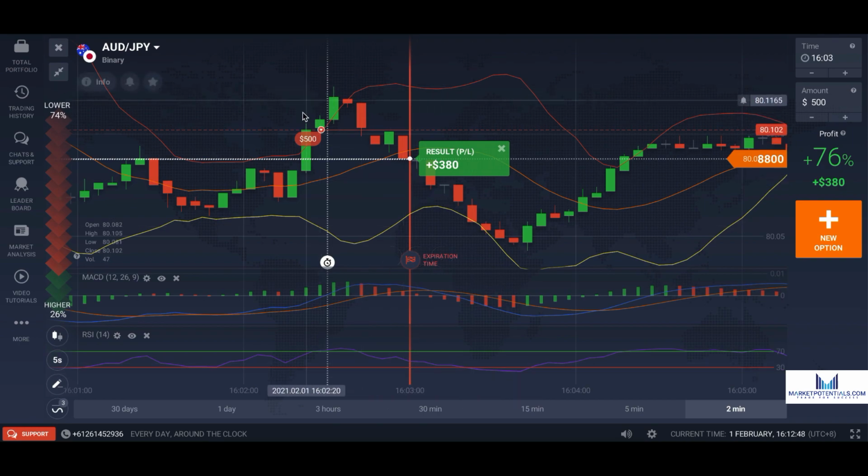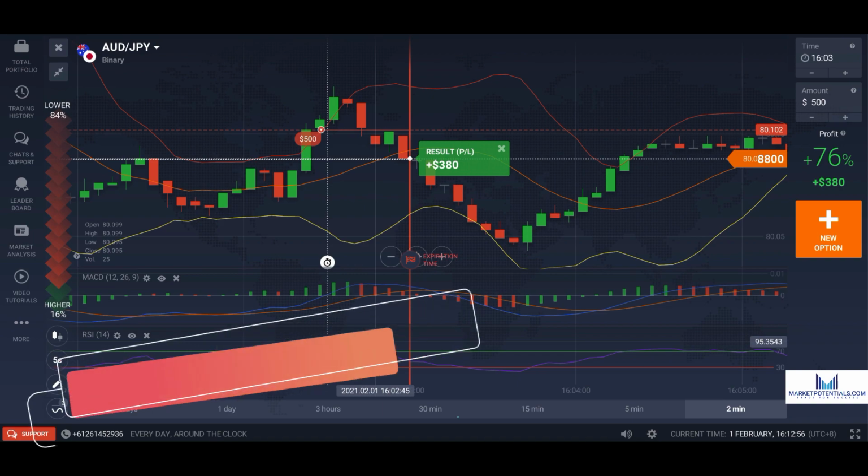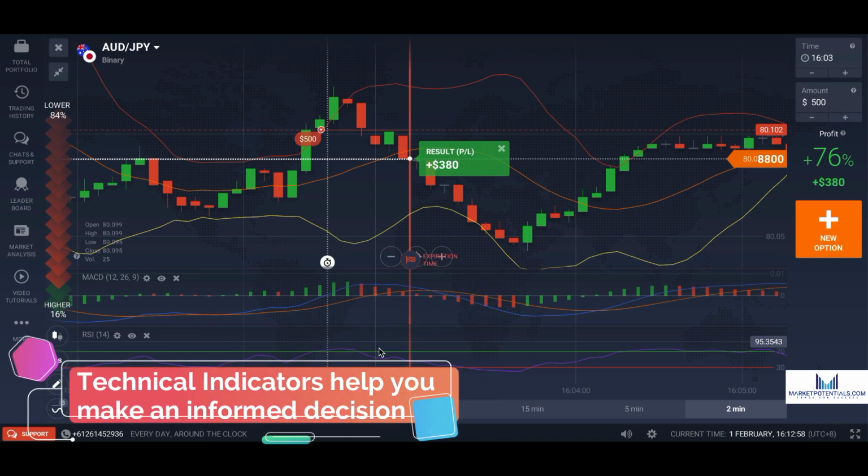Okay, because this is a very short trading span, guys, technical indicators play a very big part, because technical indicators forecast what's possibly going to happen in the future. So I rely on that. All right, it's simply that.